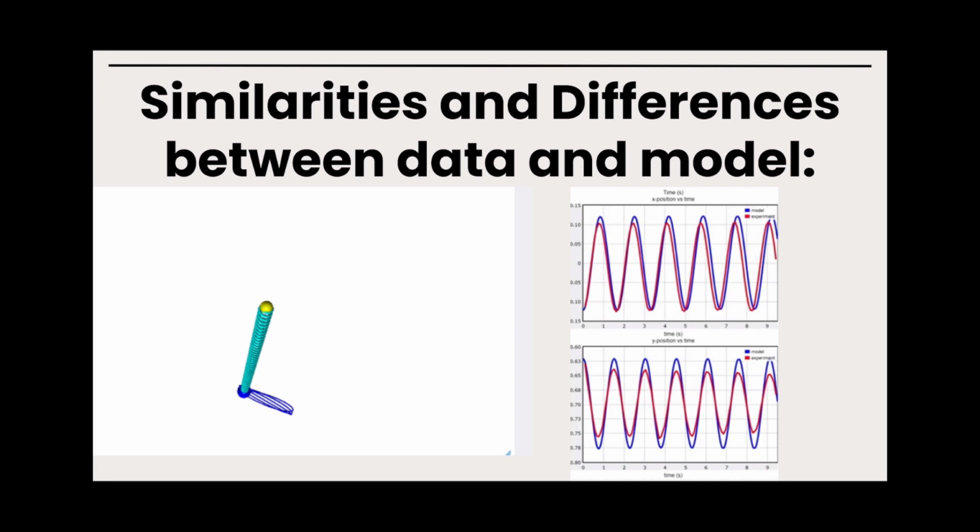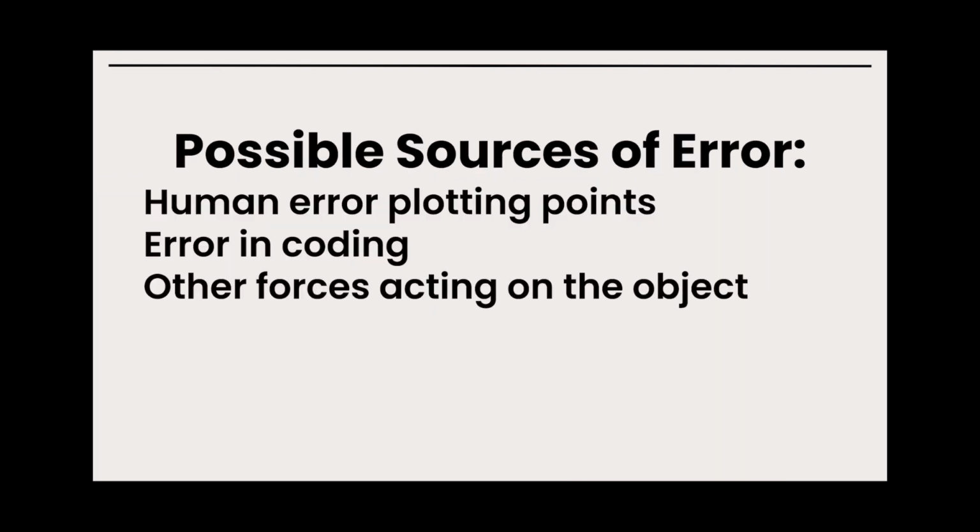The similarities and differences between the data and the model. On the left, it would be like the top screen on your WebPython, and it shows visually the tracking of the ball pattern. On the right side, the blue is the model and the red is the experiment, and you see very, very similar oscillating patterns between the two.